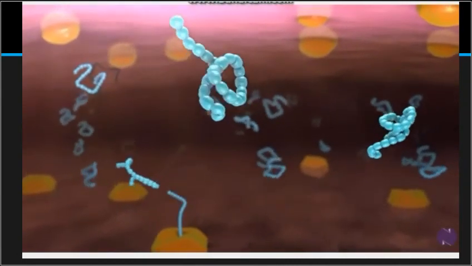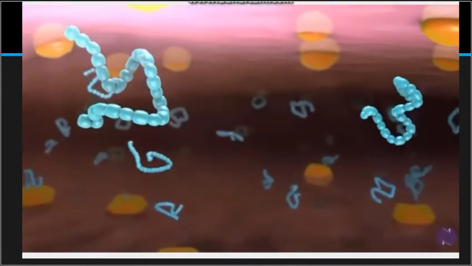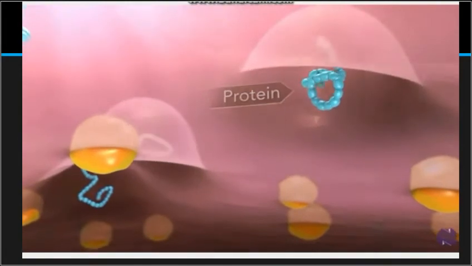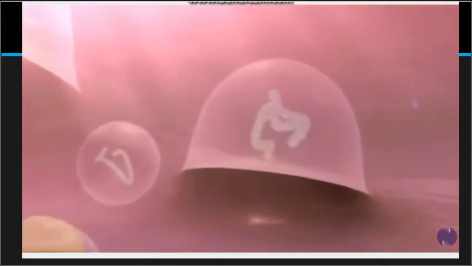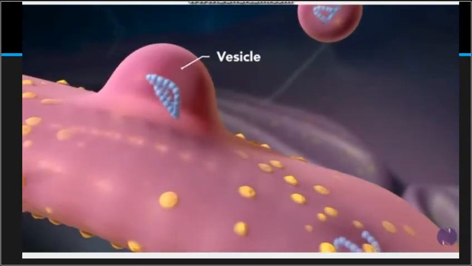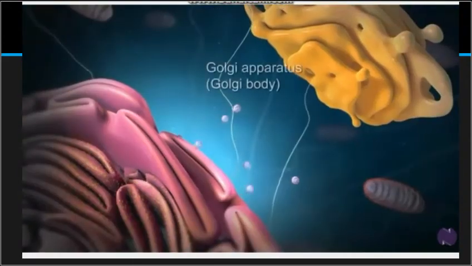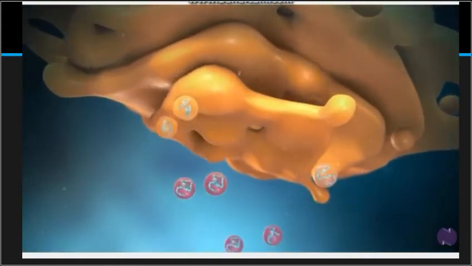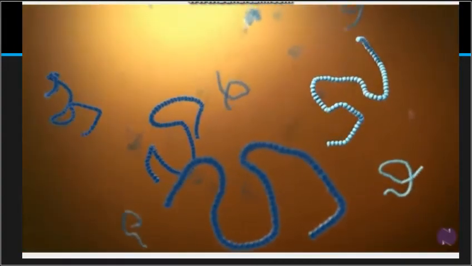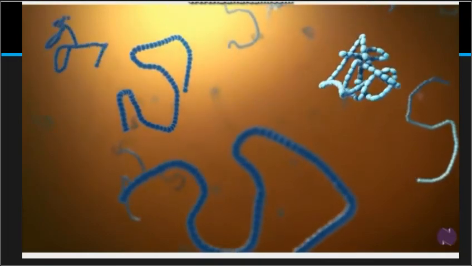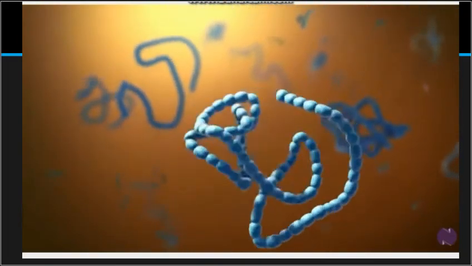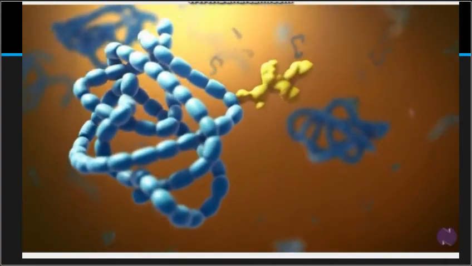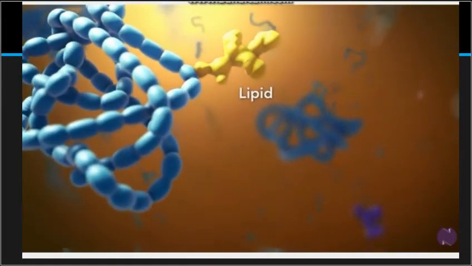The endoplasmic reticulum is a membrane-enclosed passageway for transporting materials, such as the proteins synthesized by ribosomes. Proteins and other materials emerge from the endoplasmic reticulum in small vesicles, where the Golgi apparatus, sometimes called the Golgi body, receives them. As proteins move through the Golgi body, they're customized into forms that the cell can use. The Golgi body does this by folding the proteins into usable shapes, or adding other materials onto them, such as lipids or carbohydrates.